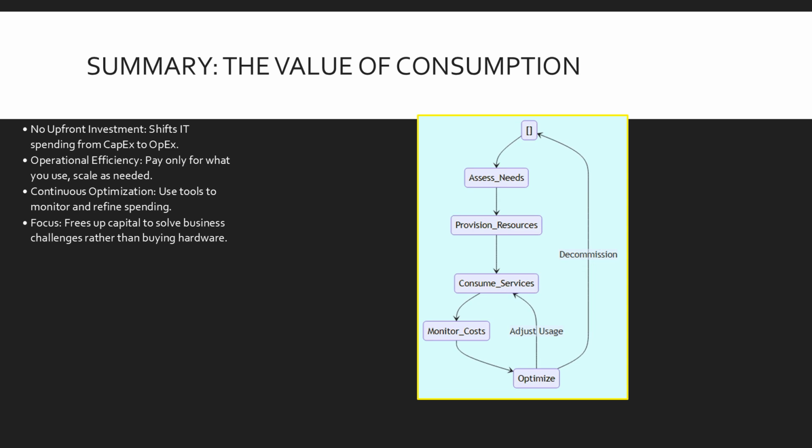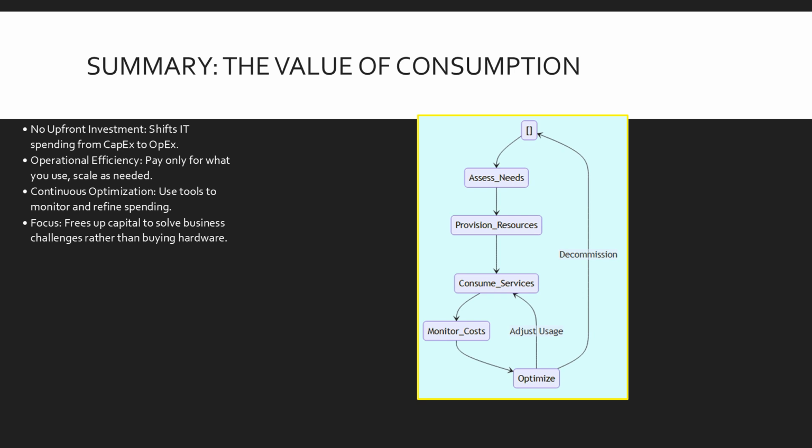To summarize, the consumption-based model fundamentally changes IT economics. By eliminating upfront investments, it shifts spending to an operational expense model, OpEx, reducing financial risk. It drives operational efficiency by allowing you to pay only for the resources you actually use and scale them instantly. However, this requires continuous optimization using tools like Azure Advisor and cost management to ensure you aren't paying for waste. Ultimately, this model frees you to focus capital and effort on solving business challenges rather than managing physical infrastructure.